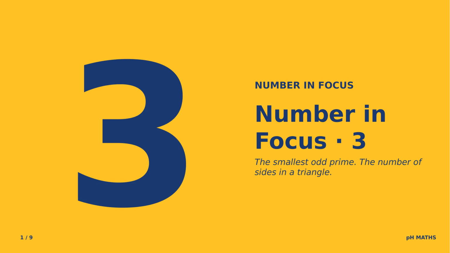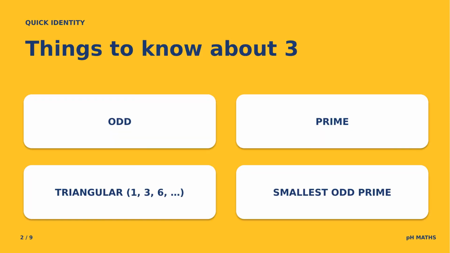The number in focus is 3. 3 is the smallest odd prime, the number of sides in a triangle, and the denominator behind one of the cleanest divisibility tests in the syllabus. By the end of this video, you'll have the powers of 3 memorized. You'll know root 3 as an exact trig value, and you'll be able to check divisibility by 3 at a glance.